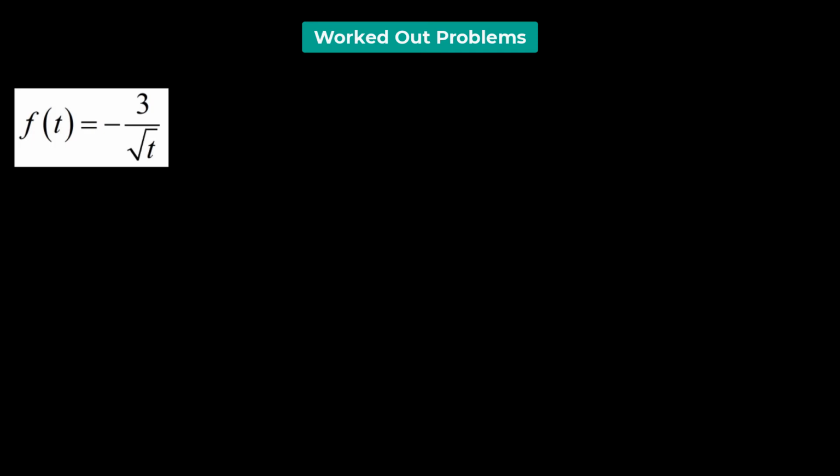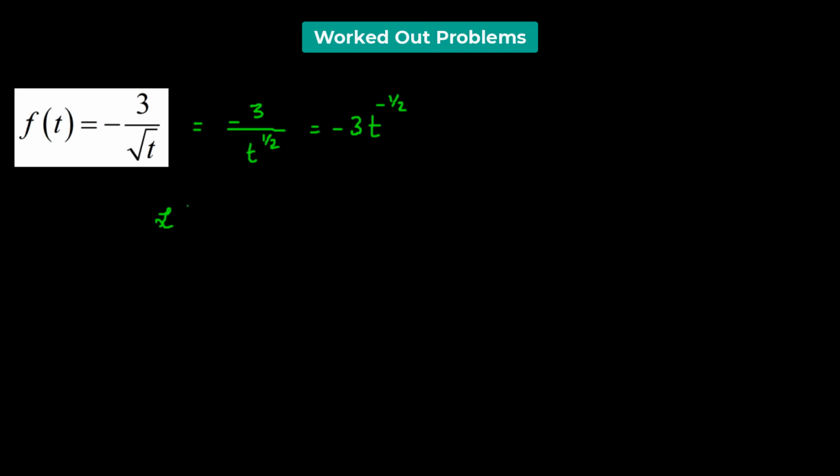So we have the function negative 3 divided by square root of t, and we need to find its Laplace transform. But before that, we're going to simplify this given function, so we can rewrite it as negative 3 divided by t raised to the power of half, since square root of t can be written as t raised to the power of half. So we take it to the numerator, so that will be negative 3 times t raised to the power of negative half.